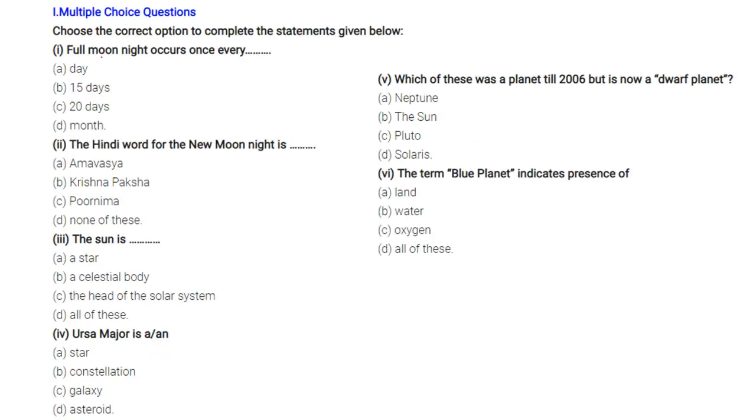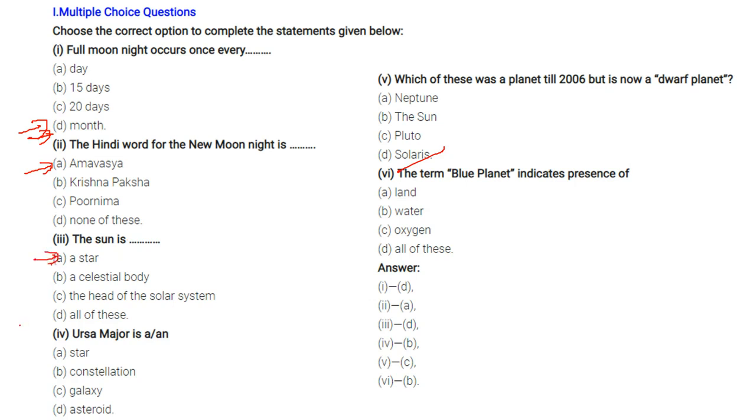Multiple choice question. Full moon night occurs once every month. Okay, so it takes how many days? It takes around a month. Full moon night occurs once every month, right? So the Hindi word for new moon night is what? It's Amavasya.